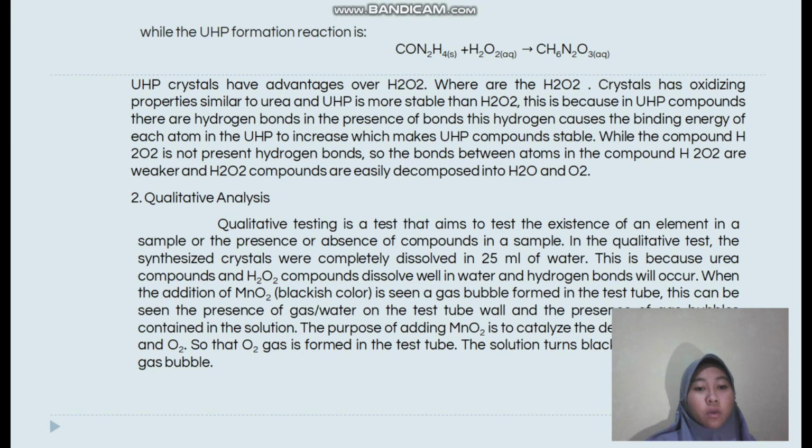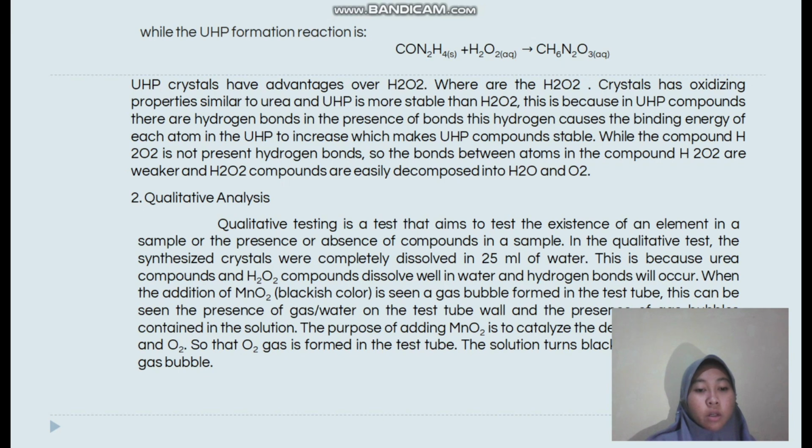Qualitative analysis. This is a test that aims to test the response of an element in a sample, or the presence or absence of a compound in a sample. In the qualitative test, the synthesis crystals were completely dissolved in water. This is because the compound dissolves well in water, and hydrogen bonding will occur.